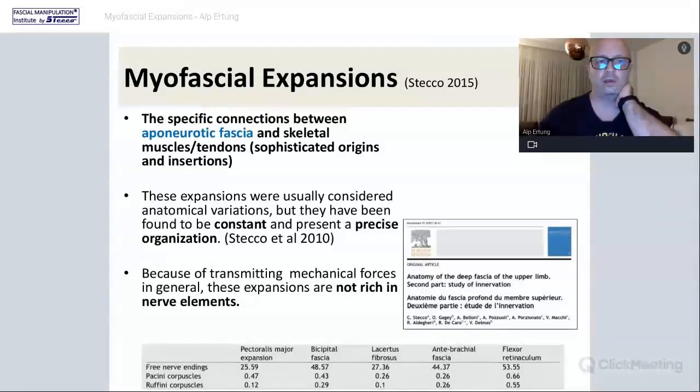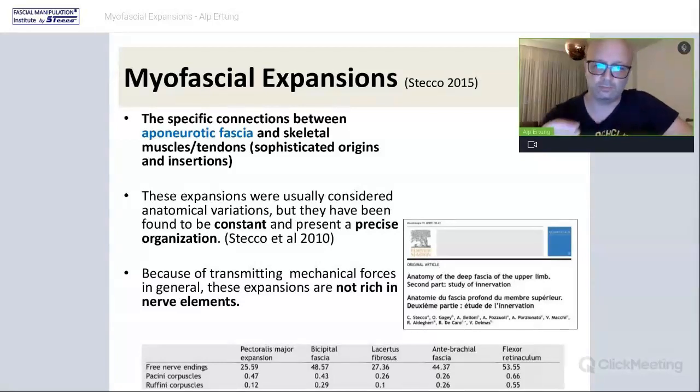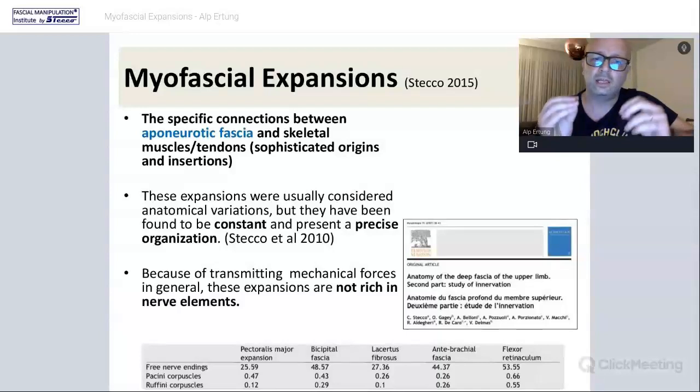So what are these myofascial expansions? Basically, these are specific connections between aponeurotic fascia and skeletal muscles and tendons. I put this as a proposal, like sophisticated origins and insertions, in addition to the classic anatomical textbooks, where we have the origins and insertions coming mostly from the bones and from the periosteum. And this is adding something important here: the connections between aponeurotic fascia and skeletal muscles and tendons.